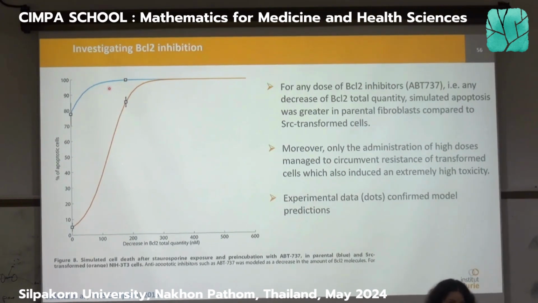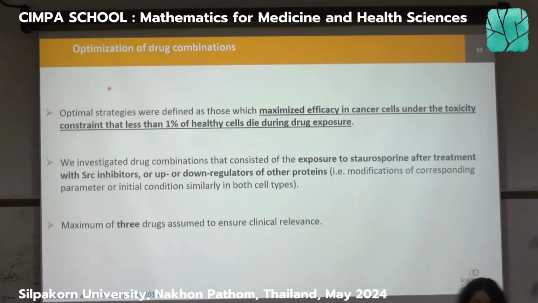Okay, so let's go to optimization. Remember yesterday, what I presented is that the first thing you need to do is define an objective. Here we are going to be very optimistic, let's say. We want the maximum efficacy with almost no toxicity. So we want maximum cell death in cancer cells, with deaths in the healthy cells being less than 1% of the population. So this is what is written here. That's the objective.